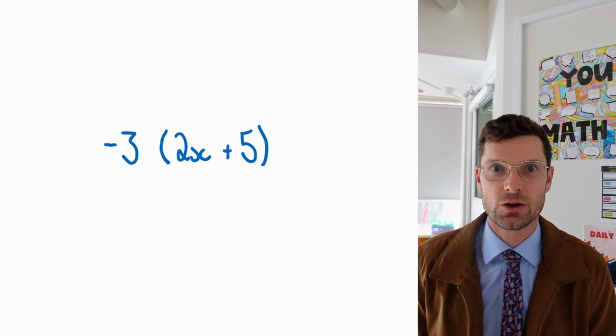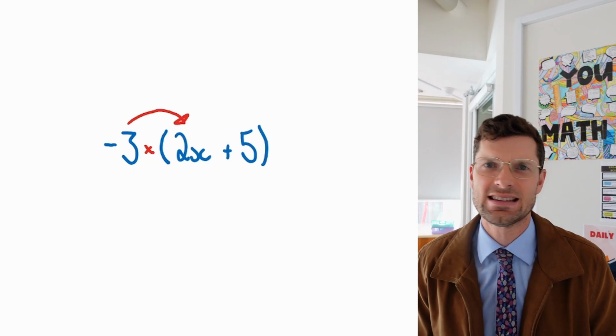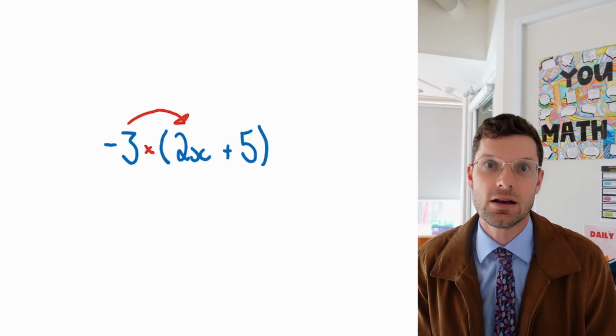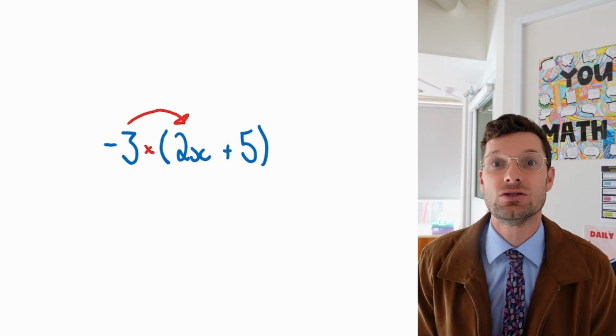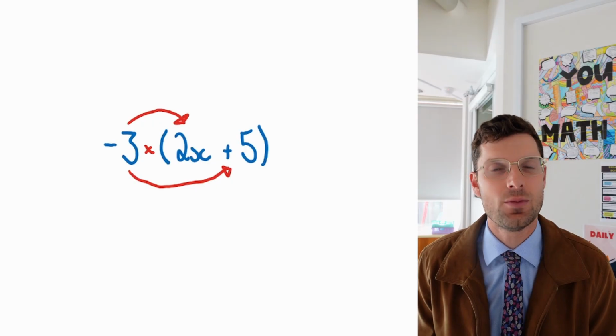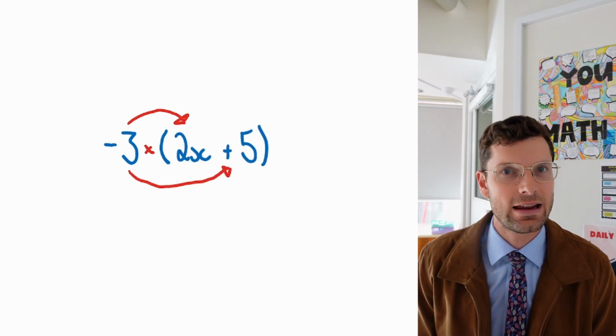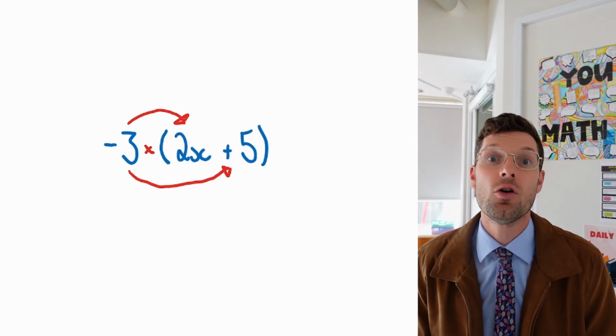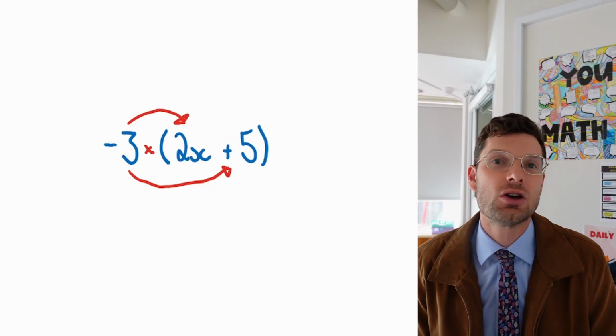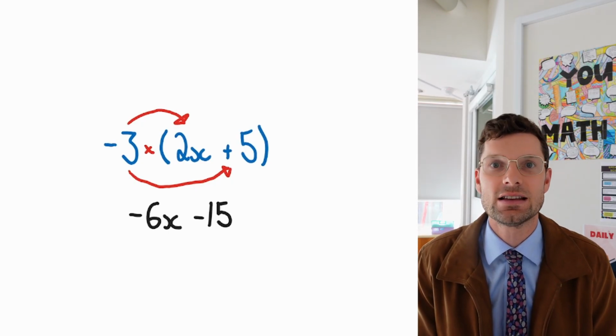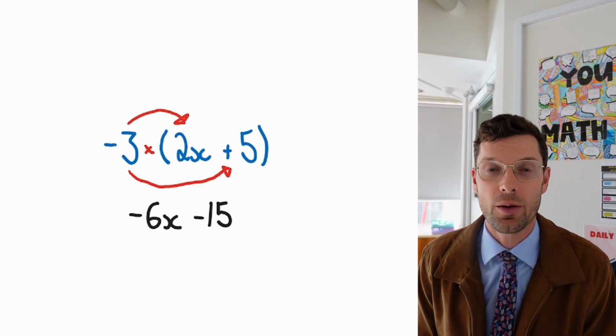Students are really good at the first one. Negative 3 times by 2x is equal to negative 6x. Great. But sometimes we forget to use that negative number for the second term in the brackets. This is negative 3 multiplied by 5, which is negative 15. So our final answer is negative 6x minus 15, not plus.